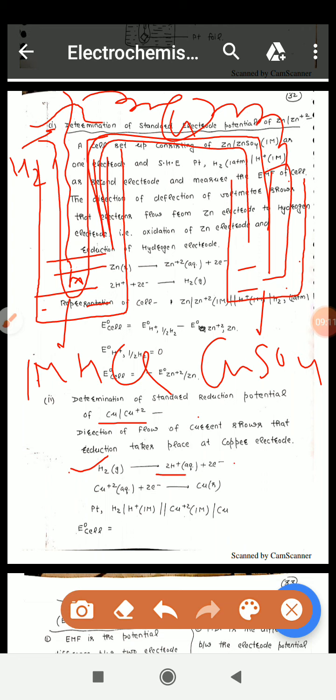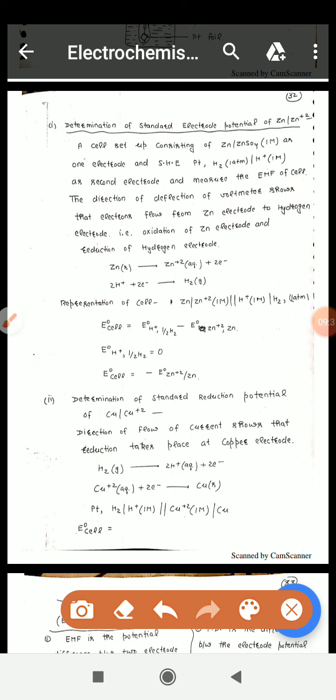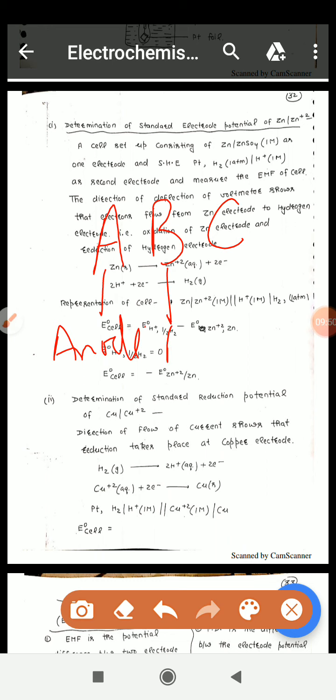The electrons which are lost during this process are gained by the copper electrode, and Cu²⁺ gains the electrons and is converted into copper. Now the deflection shown by the galvanometer is only the EMF produced by the copper, because the hydrogen electrode potential we consider as 0. So again we represent the cell representation: E°cell equals E°cathode minus E°anode. Again, I repeat, how can we represent the cell? You remember by this A, B, C. A means anode, B means bridge, and C means cathode.